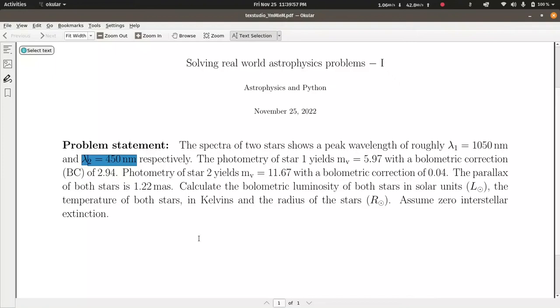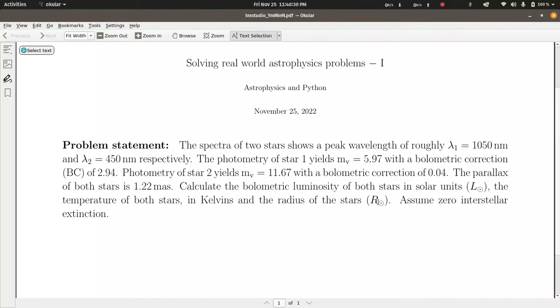The photometry of the star yields an apparent magnitude of 5.97 with a bolometric correction of 2.94. Similarly, photometry of star 2 yields an apparent magnitude of 11.67 with a bolometric correction of 0.04. The parallax of both stars is 1.22 milliarc seconds, MAS, so like a thousandth of an arc second. So what it says is to calculate the bolometric luminosity in solar units, the temperature of both stars, and the radius of the stars in solar units.